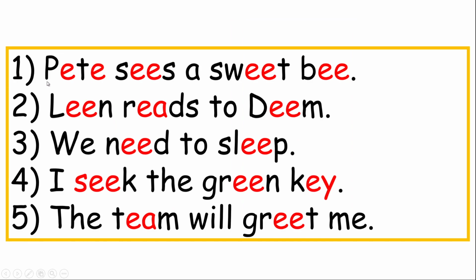Let's read them. Sentence number one: Pete sees a sweet bee. Number two: Lean reads to Deem. Number three: We need to sleep. Number four: I seek the green key. Number five: The team will greet me.